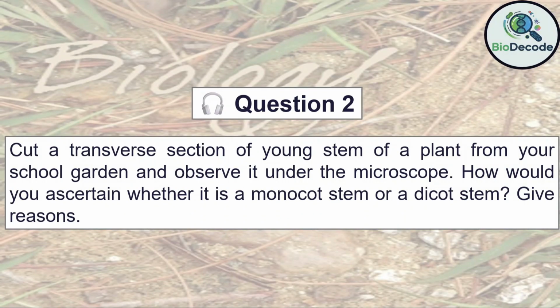Question 2. Cut a transverse section of a young stem of a plant from your school garden and observe it under the microscope. How would you ascertain whether it is a monocot stem or a dicot stem? Give reasons. Answer. When a transverse section of a young plant stem is observed under the microscope, certain distinct anatomical features help us determine whether it is monocotyledonous or dicotyledonous.